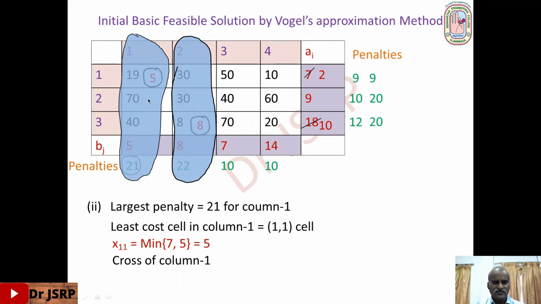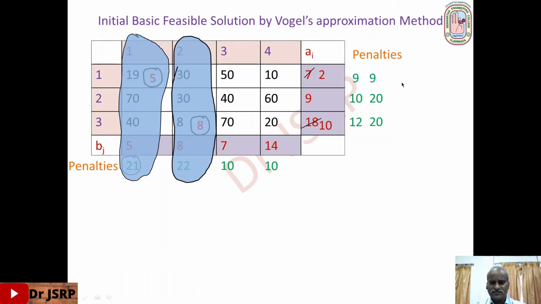Observe. Here also a column is eliminated. The resulting table is this. Since a column is eliminated, row differences may change. These two column differences remain the same. Okay. Find penalties for rows. We have only 2 cells. One is least, next one is next least. So 10, 50, difference 40. 60, 40, difference 20. 20, 70, difference 50. And column penalties remain the same.